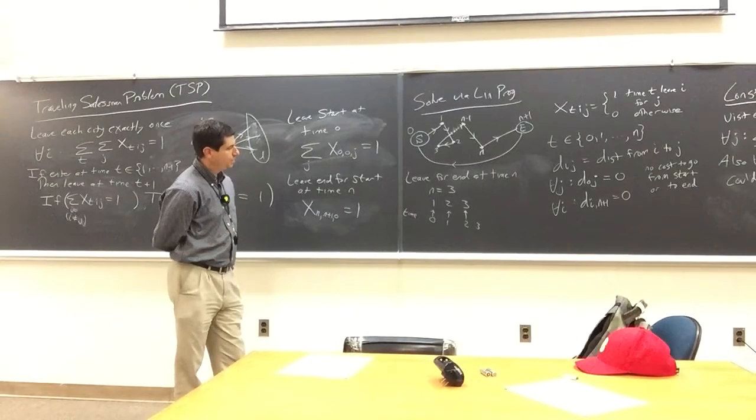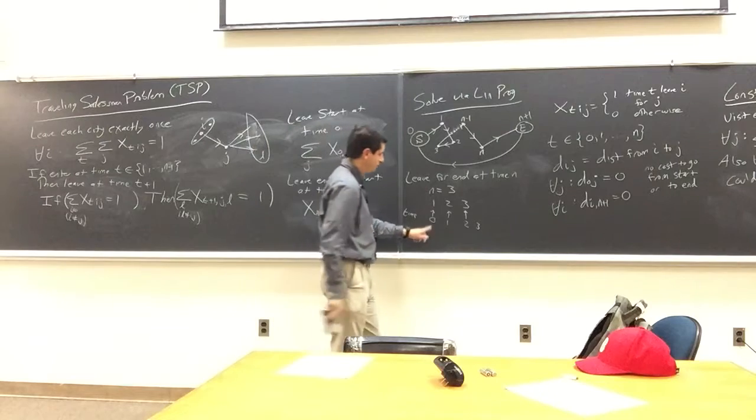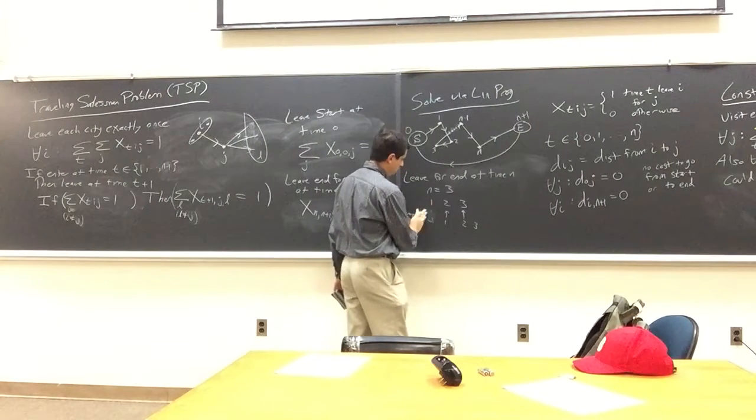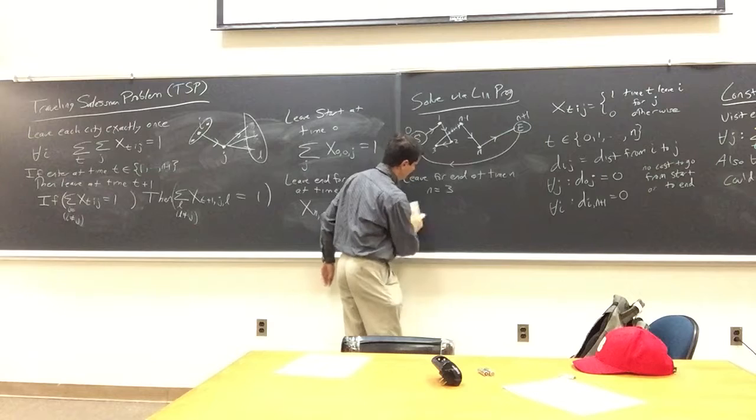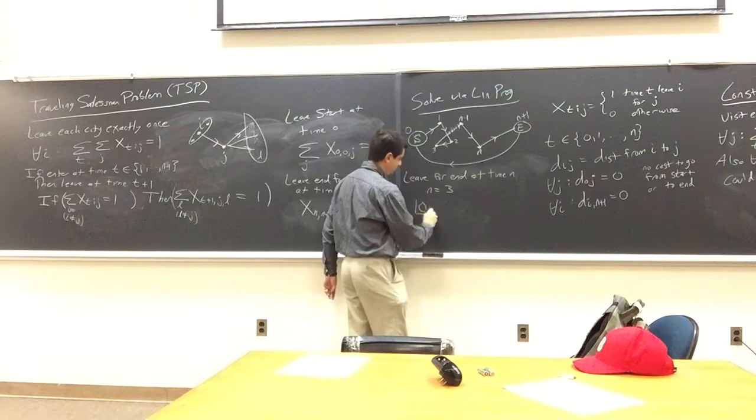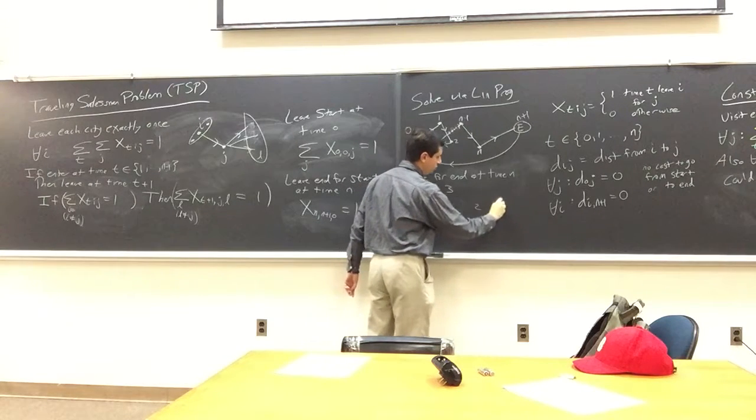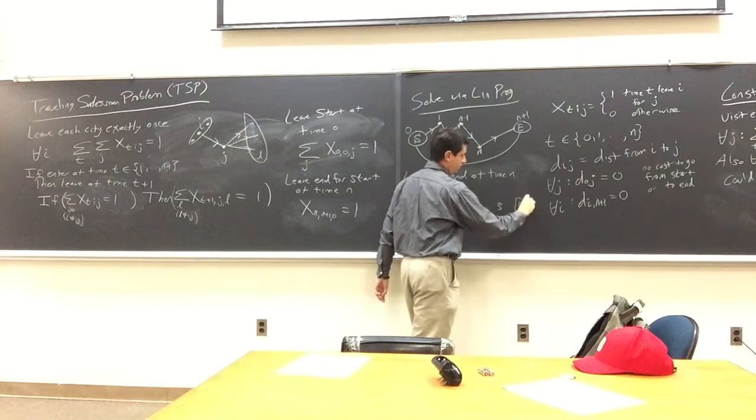So we've got 3 cities. Right. Yeah. We add the extra city 0. Let's do it this way. So we have city 0. We have cities 1, 2, and 3, and here's our city 4.